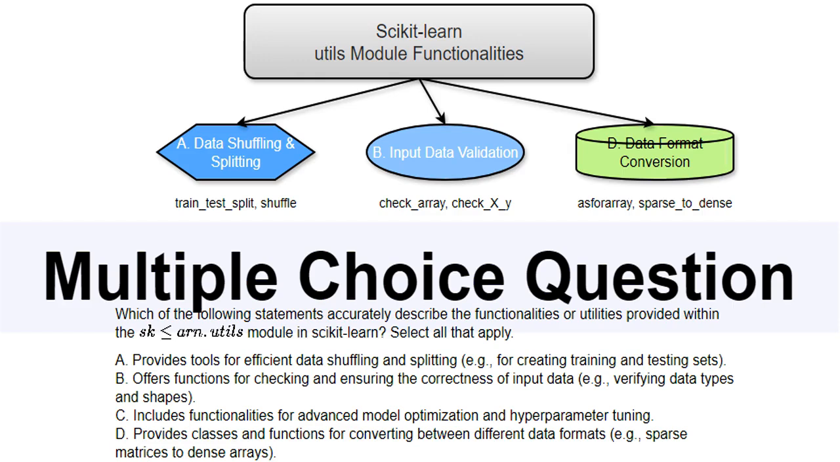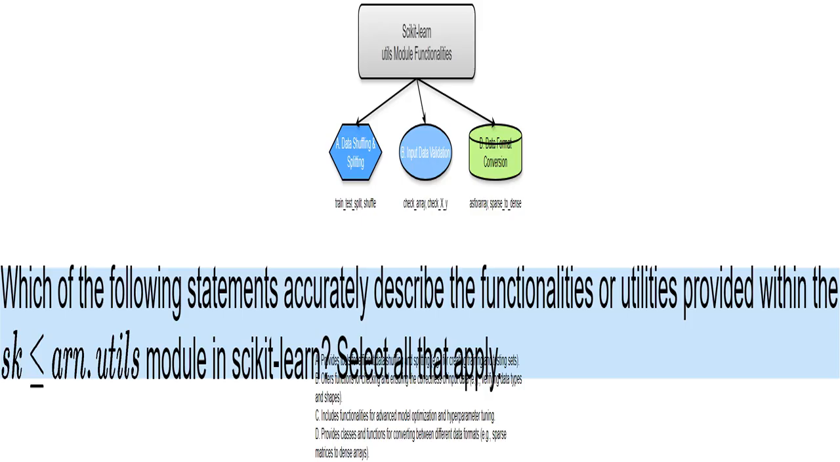This is the question that needs to be answered. It asks, which statements correctly describe the functions of the Sklearn utils module in scikit-learn? We need to carefully analyze each option provided to determine its accuracy. This sets the stage for the quiz question by introducing Sklearn utils and explicitly asking for the functionalities of this module. The question specifically asks for the correct functionalities, which implies that some of the given options will be incorrect.